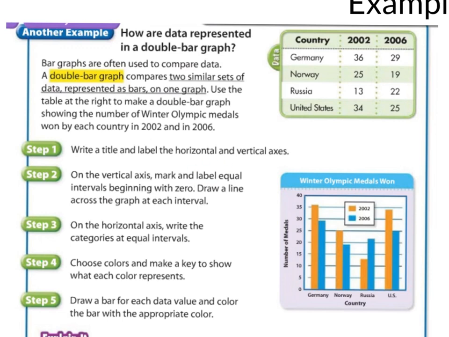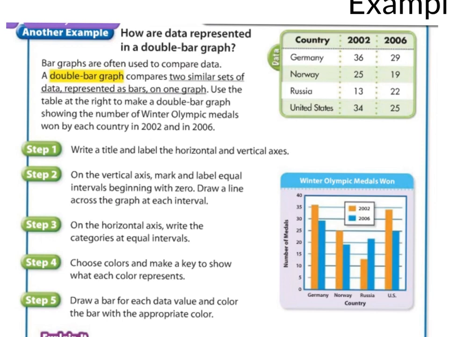The next graph that we're doing is a double bar graph. Last one was double line graph. This is double bar graph. Bar graphs are used to compare data as well, just like line graphs are. A double bar graph compares 2 similar sets of data, but they're represented as bars, such as here, going up and down on one graph. So, at the end of example 1, you will have this graph in your notes, but we're going to walk step by step how to do it.